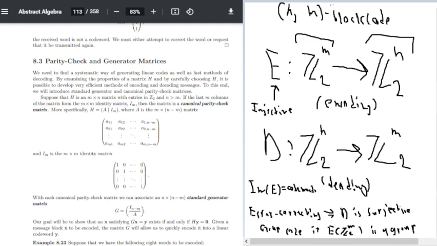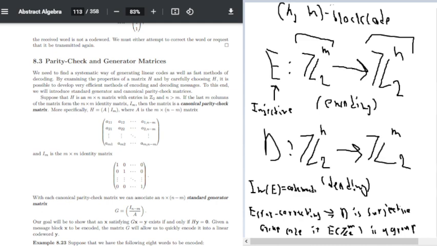First, suppose that H is an m times n matrix with entries in Z mod 2 and n greater than m. If the last m columns of the matrix form the m times m identity matrix I sub m, then the matrix is a canonical parity check matrix. More specifically, H equals A vert I sub m, where A is the m times n minus m matrix, a standard matrix representation, and I sub m is the m times m identity matrix as follows.